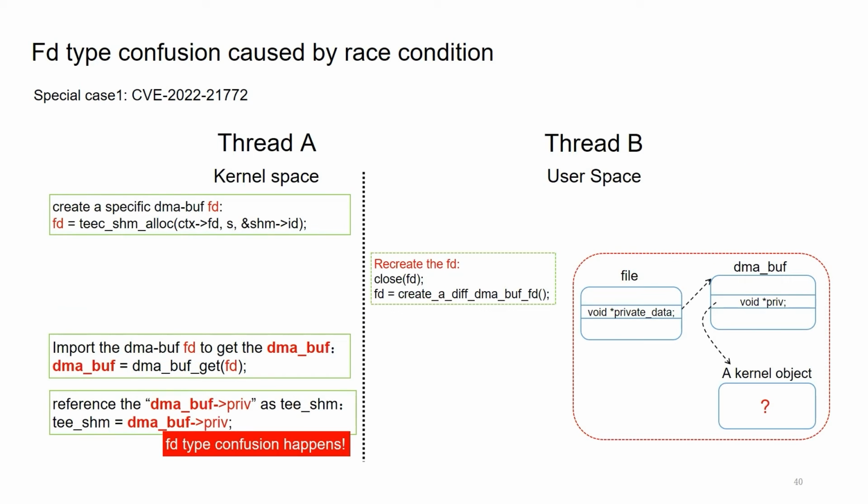Here are the details. As you can see, thread A will perform the 3 steps of the function. It will create a specific DMA buf FD in the first step. Right after this, thread B closes the FD and creates a different DMA buf FD. This will make the FD become a totally different one in thread A. As a result, when thread A imports the DMA buf FD, it will get a totally different DMA buf object. But thread A still treats the private field of the DMA buf as a tshare_mem object. This will cause a type confusion issue.